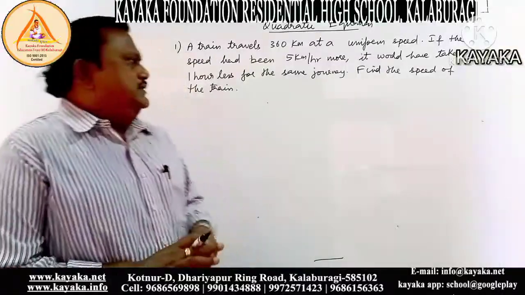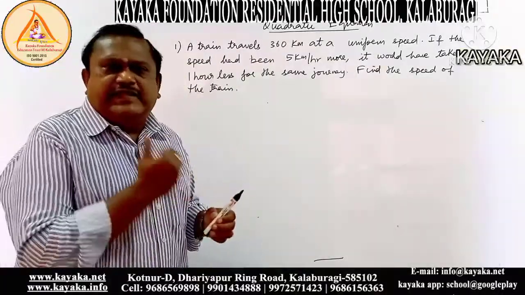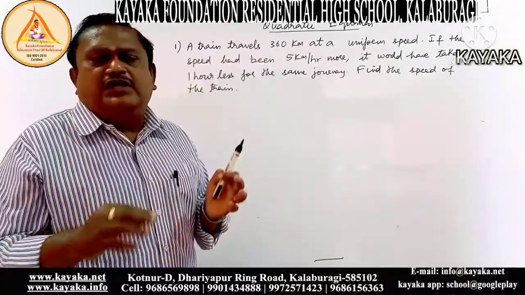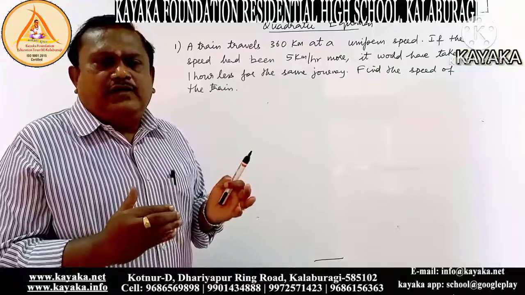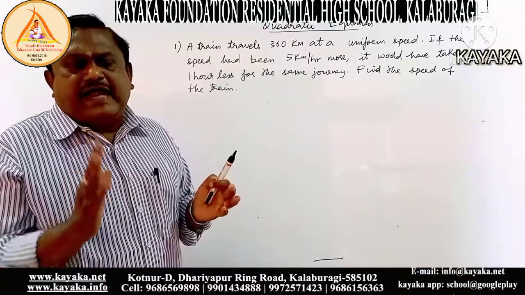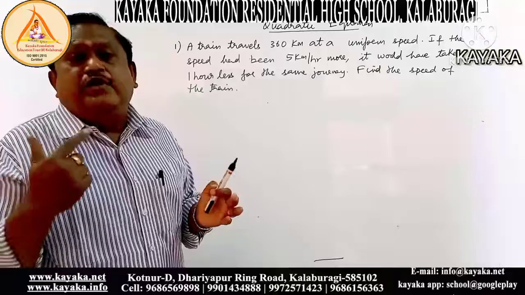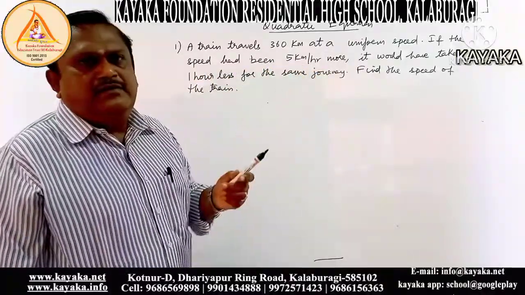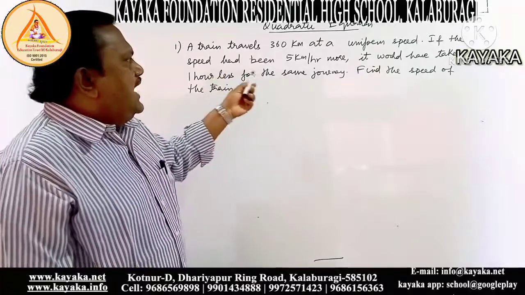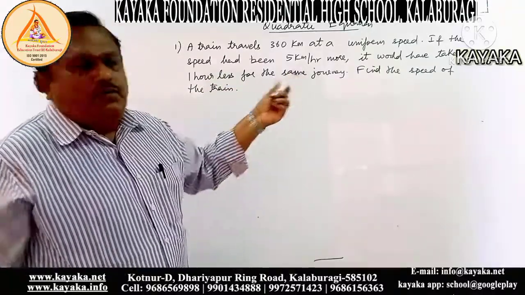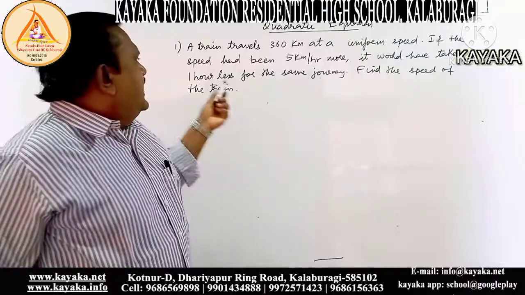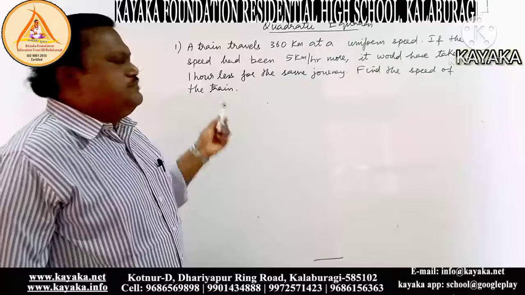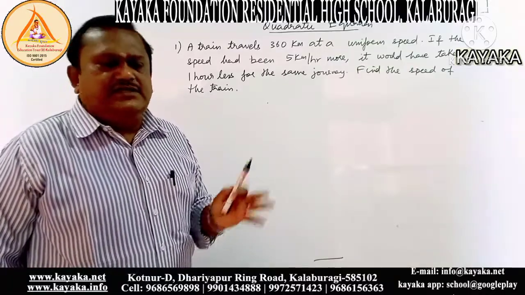Dear children, I'll read out the problem, then we'll start working it out. Whenever you read the problem, you have to keep in mind what statements are given, and what the time taken formula is. A train travels 360 kilometers at a uniform speed. If the speed had been 5 kilometers per hour more, it would have taken 1 hour less for the same journey. Find the speed of the train. This is the question.